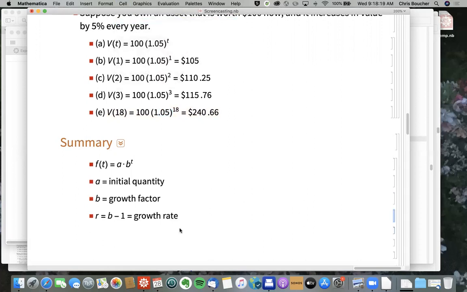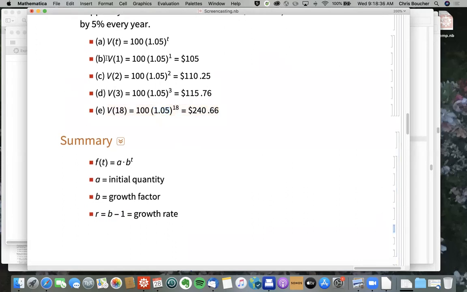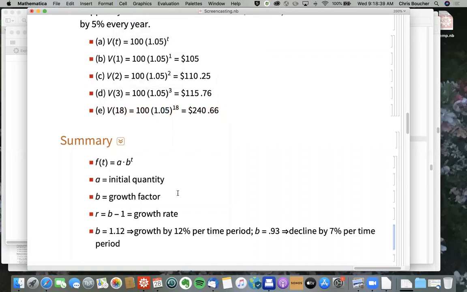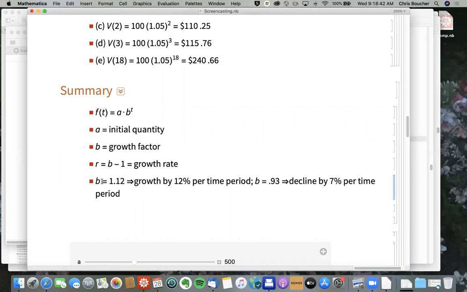So notice that the relationship between B and the growth rate is you subtract 1 from B to get the growth rate, right? If B is 1.05, the growth rate is 5%, 1.05 minus 1. If B is 1.23, the growth rate is 0.23 or 23%. And so here's just an example, right? If the base were 1.12, then the growth rate's 12%. Notice that the base could be less than 1, right? If the base is 0.93, then the growth rate's going to be negative, 0.93 minus 1 is negative 0.07.